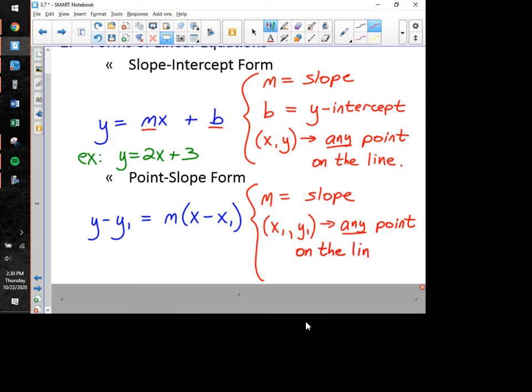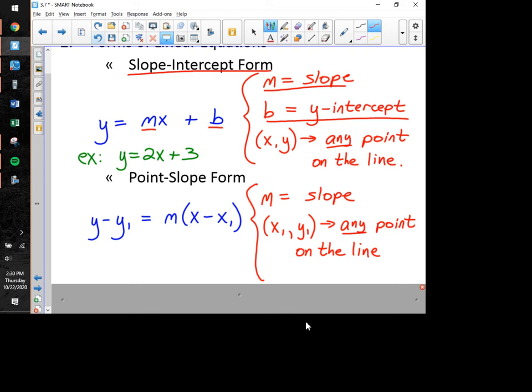Any point on the line. So there's a big fundamental difference here, everybody, between slope-intercept form and point-slope form. Every single line has only one slope, one unique slope, and one unique y-intercept. So every line out there has one and only one slope-intercept form.